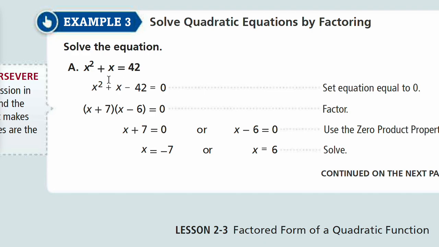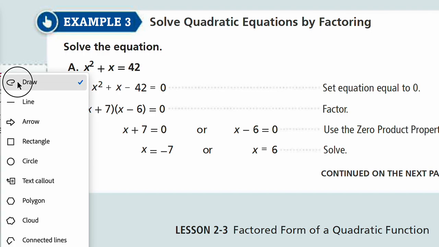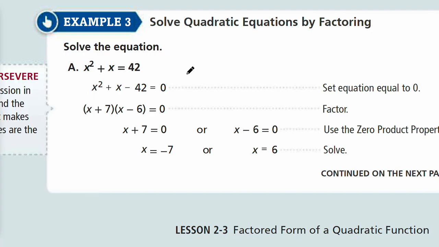If we set it equal to 0, we still don't want to change our equation. So we're going to use the property of equations to subtract 42 on both sides, right? That moves our 42 to the other side, and then that equals 0. Then we can factor our quadratic equation, and it happens to be a pretty number: x plus 7 and x minus 6, factors of negative 42 that add up to positive 1, right?